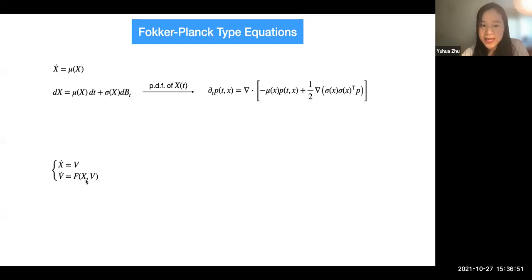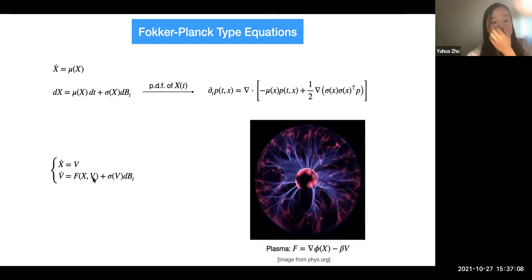The second equation is simply Newton's second law. Here we assume the mass is equal to one, then the acceleration is equal to the force. Again, what if we involve some stochasticity into the system? Then we have the system of stochastic differential equations. For example, the particles in plasma is one example. Here, the forcing term is the electric field plus some friction term between particles. But at the same time, all the particles are also doing Brownian motion.